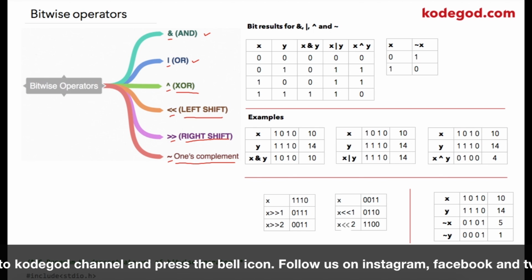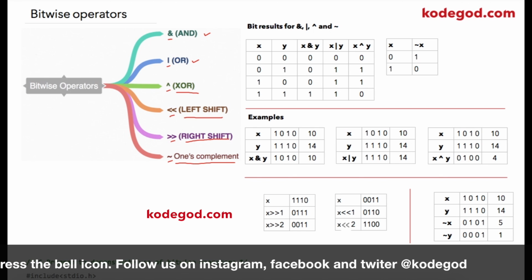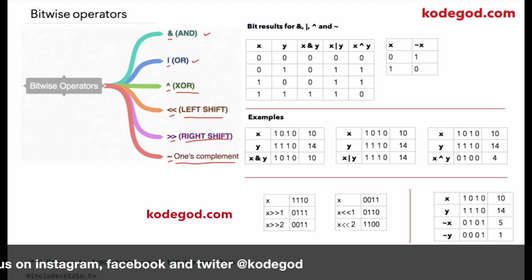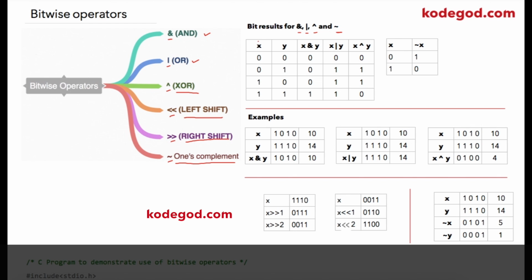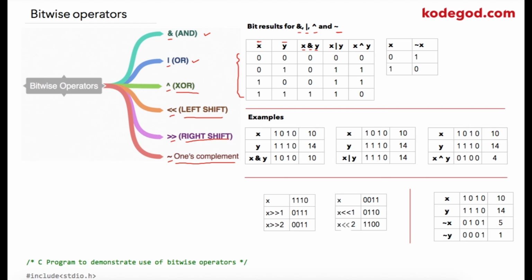Now let us see how bitwise operations are performed using these operators. In the first table we are going to check bit results for AND, OR, XOR, negation, and then ones complement. So if we have two bits as X and Y, then these are all the possible values of X and Y. When we perform the AND operator on X and Y, in case of 0 and 0 we get 0, in case of 0 and 1 we get 0, and in case of 1 and 0 we get 0. Only if both X and Y are 1, then we get 1 as a result of the AND operator. And in case of the OR operator, when both the bits are 0, we get a 0, else we get 1.